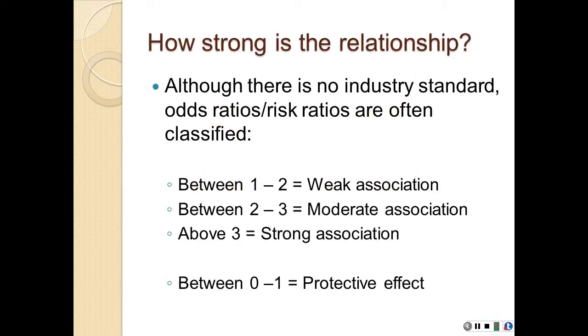We interpret the strength of the relationship the same way we do the odds ratio. So between 1 and 2 is considered a weak association, 2 to 3 moderate, above 3 is strong. 0 to 1 is a protective effect. Remember, this is a ratio, so you will never have a risk ratio that's less than 0, right? If you do, your math is wrong and you should start over. It should never be negative, but if it's between 0 and 1 it is a protective effect, anything above 1 is considered not a protective effect, a risk factor.